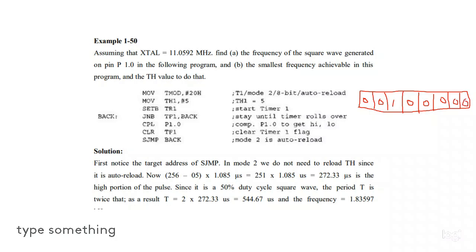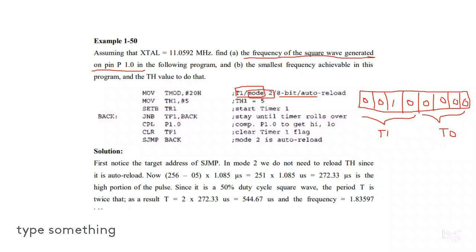As you all know, the upper 4 bits belong to timer 1 and the lower 4 bits belong to timer 0. In the question itself it is showing that we are going to set timer 1, and we need to find the frequency of the square wave generated on pin P1.0. So we are going to set timer 1 in mode 2.